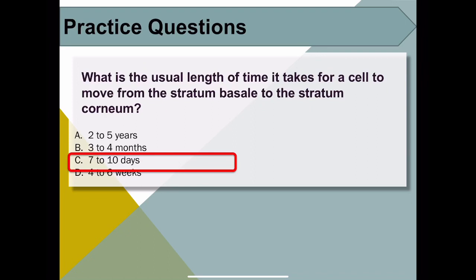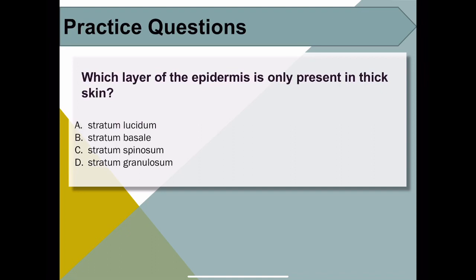So that's what I was talking about, how the surface of your skin can be 10 days or more, because they're hanging around out there in the most superficial layer of your stratum corneum for 2 weeks before they're regenerated and shed away. Which layer of the epidermis is only present in thick skin?